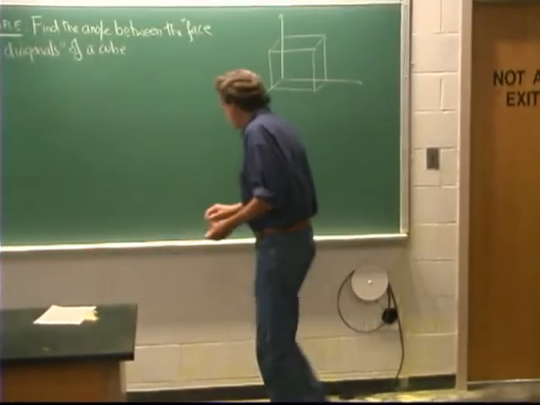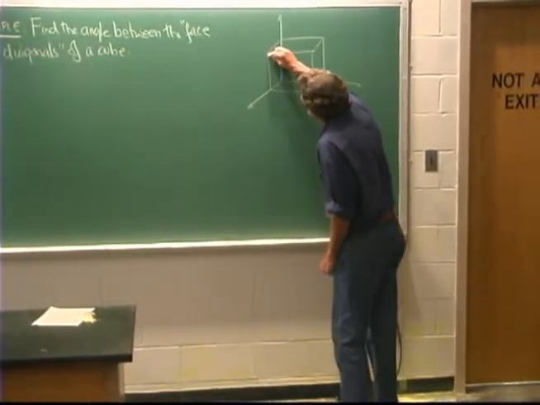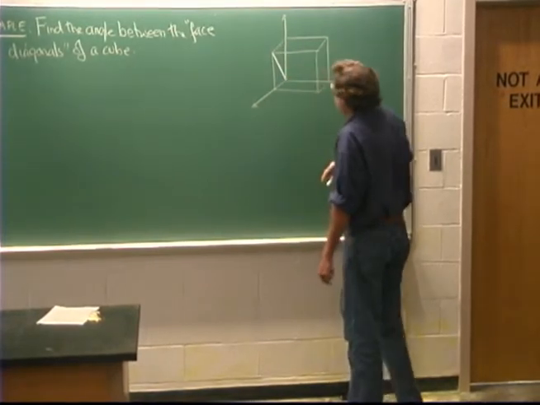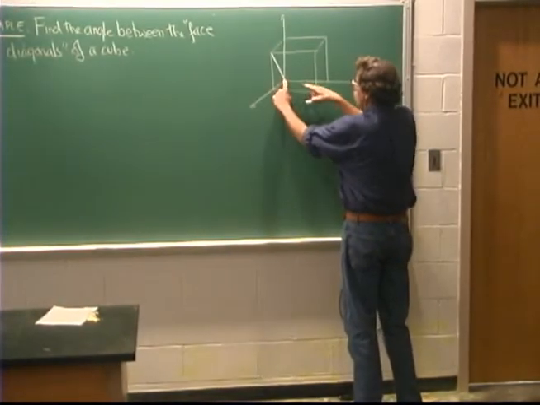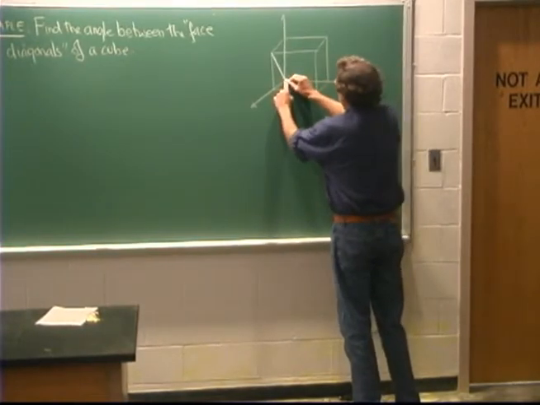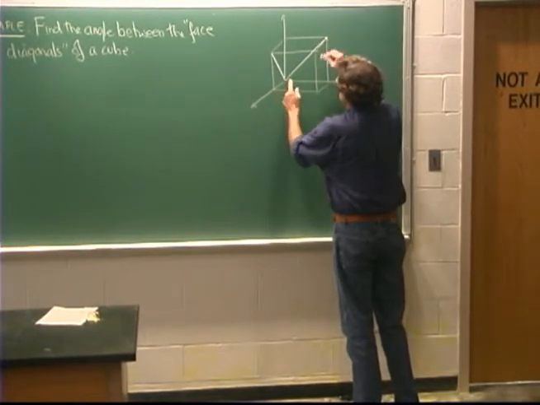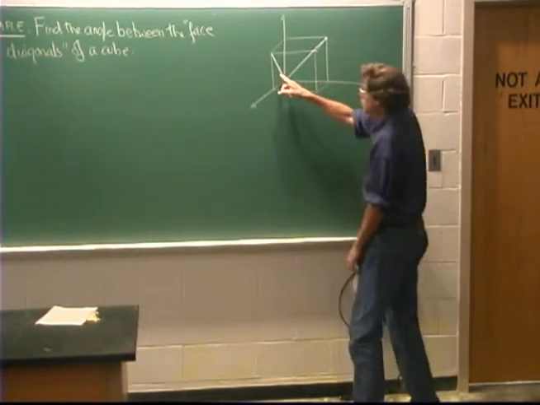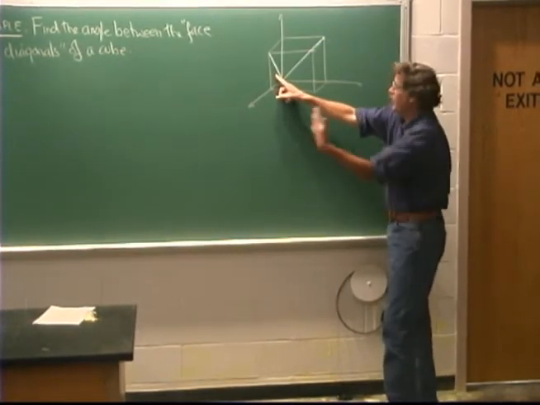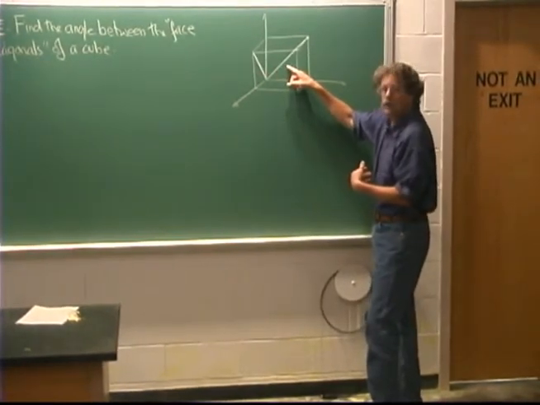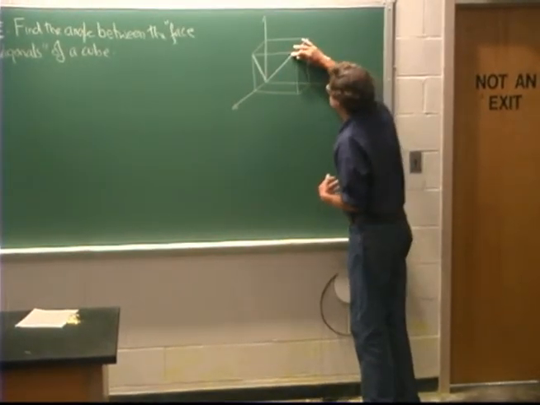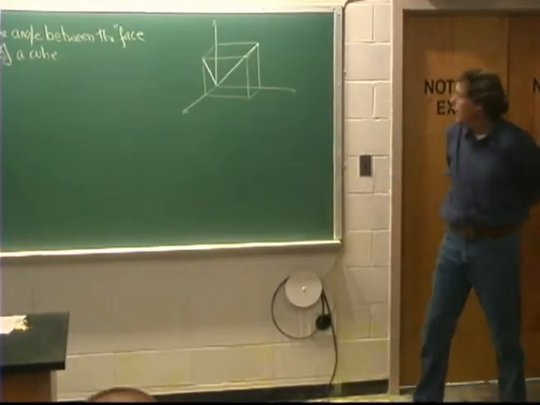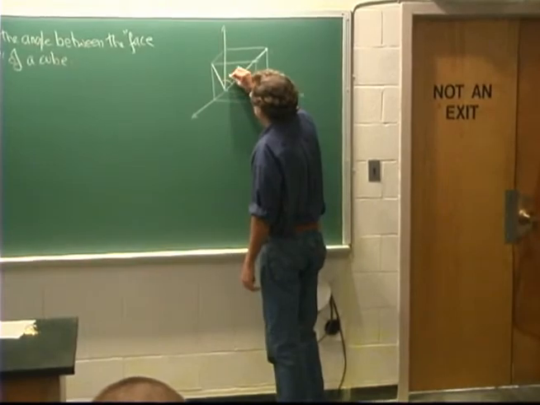So, what do I mean by the angle between face diagonals? Here's one face diagonal across that back face. And another face diagonal would be this one across here. I'm going to use this one up here that goes to that back corner. You see that this one is a diagonal across the left face. This one's a diagonal across the back face. Got the picture? And my question is, what's that angle there?